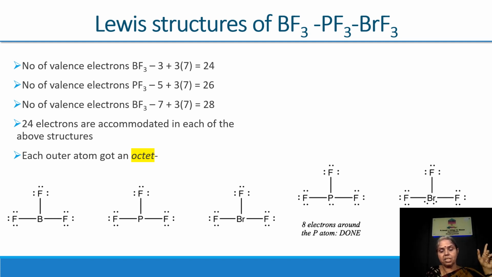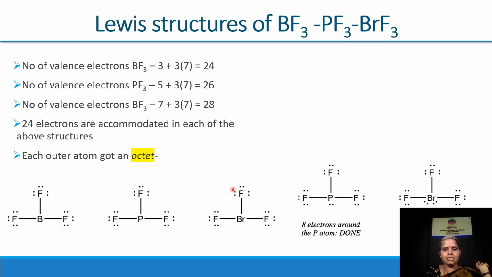What did the rule say? When the outer atom is a halogen, even if the central atom does not get an octet, it is done. So, in this example, boron is not having an octet, but the outer atoms are fluorine, they got an octet, so you are done. Now, come to phosphorus. In PF3, how many electrons need to be accommodated? 26 electrons. How many have you accommodated? Only 24. So, phosphorus is given a lone pair here. Now, phosphorus also is having an octet. So, you are done with the structure.